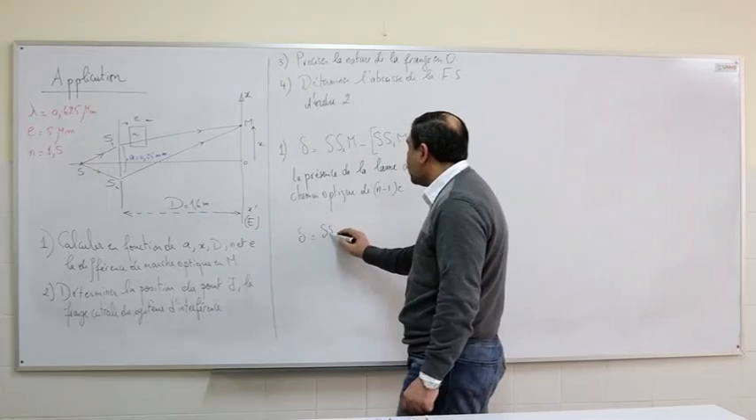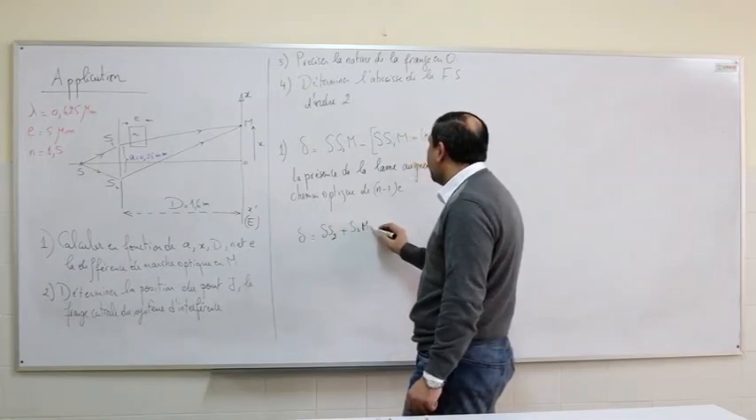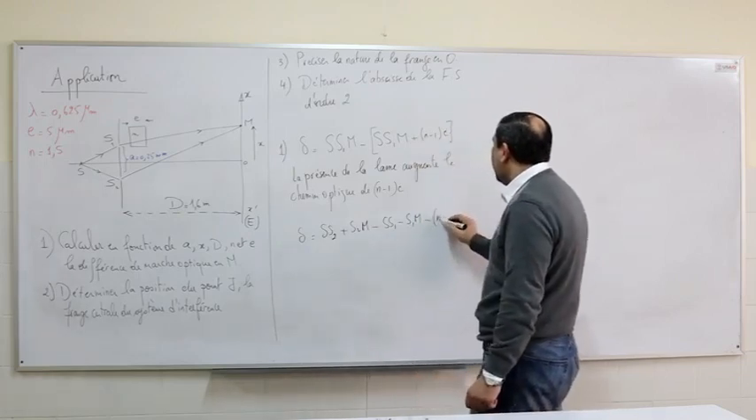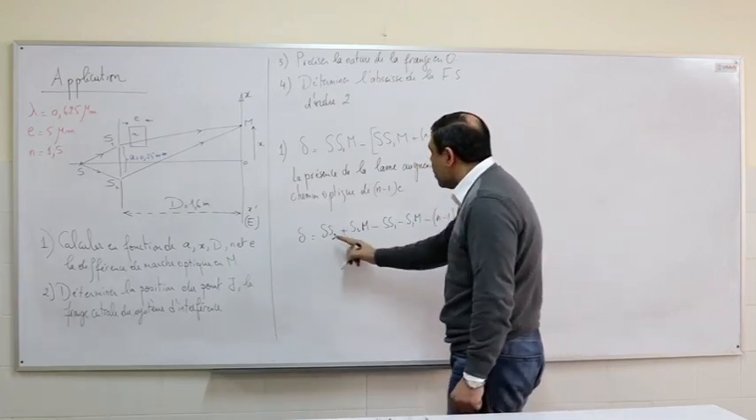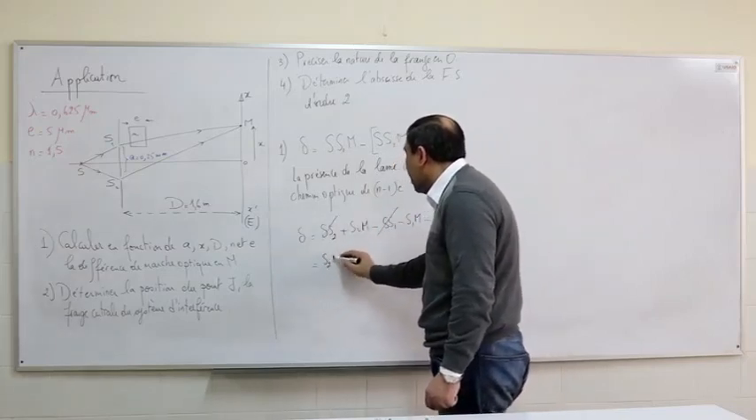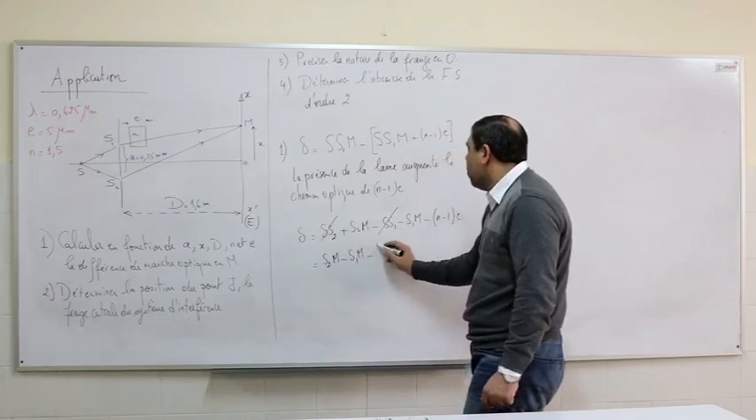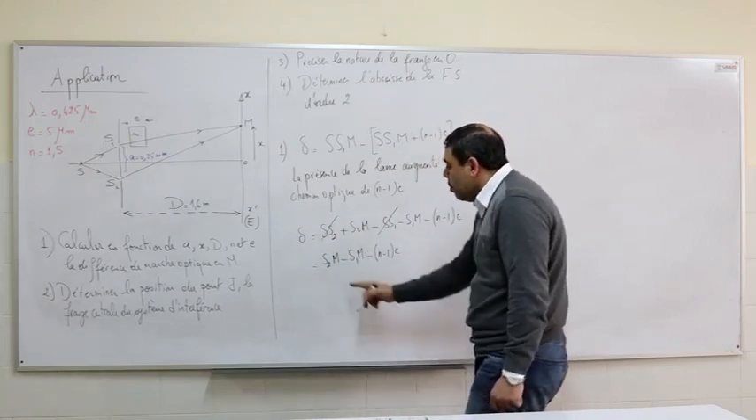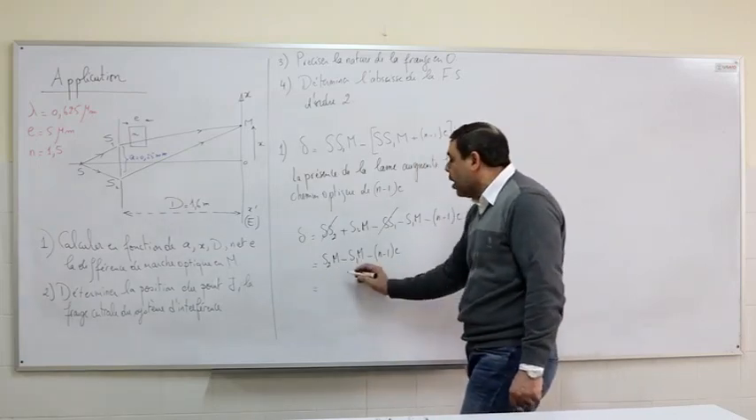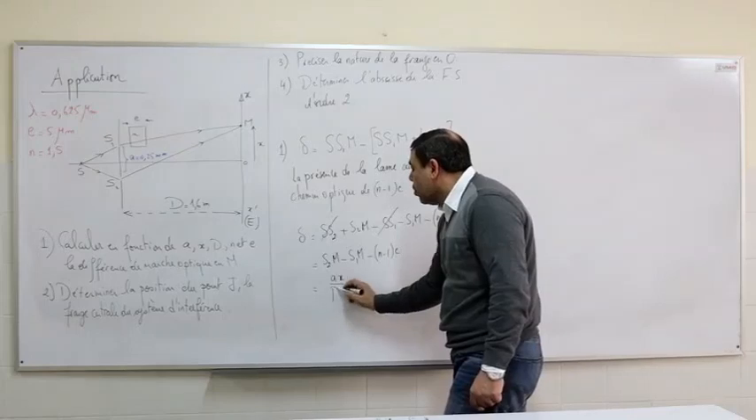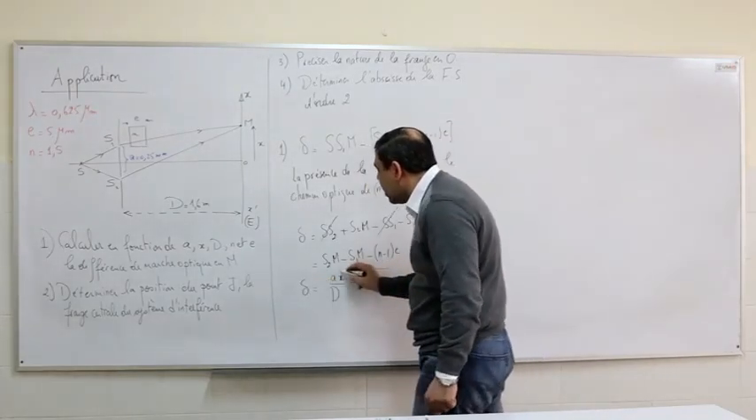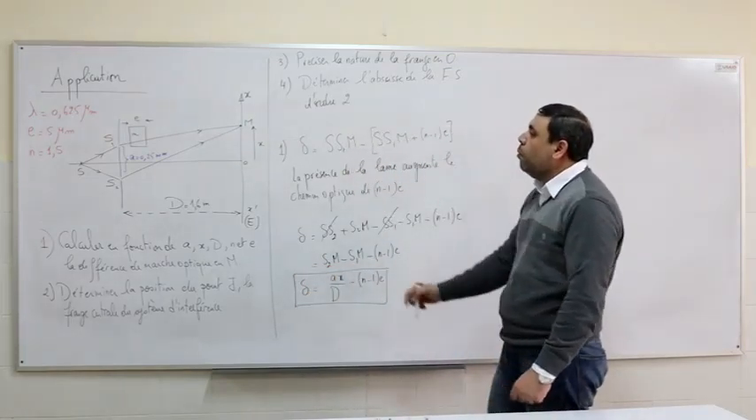So delta equals SS2 plus S2M minus SS1 minus S1M minus (n minus 1)e. But SS2 equals SS1. We can eliminate them. We obtain S2M minus S1M minus (n minus 1)e. But S2M minus S1M is always AX over D. The result is AX over D minus (n minus 1)e. This is the optical path difference at point M.